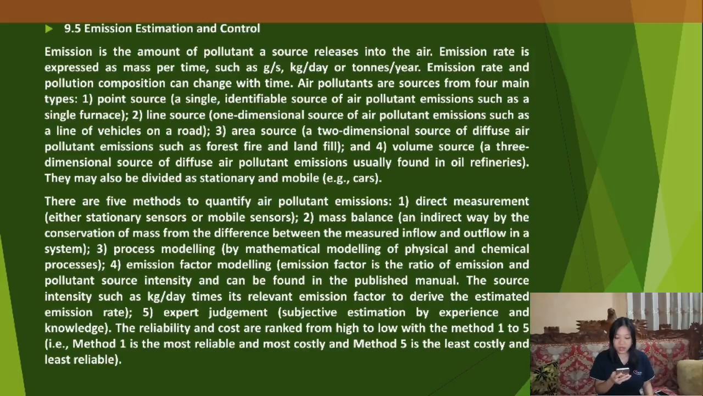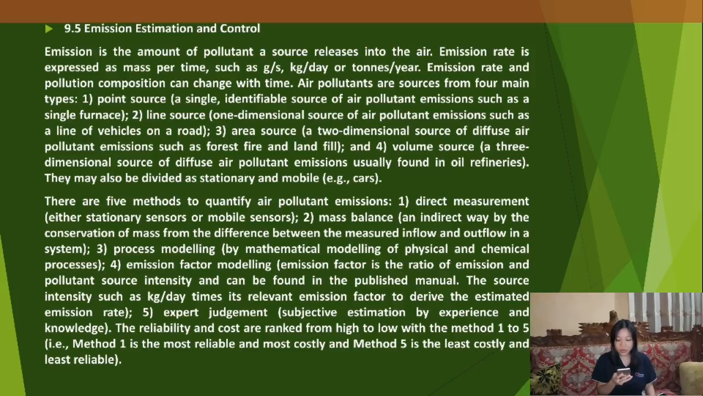Air pollutants are sourced from four main types. 1. Point source, a single identifiable source of air pollutant emission, such as a single furnace. 2. Line source, one-dimensional source of air pollutant emission, such as a line of vehicles on a road.